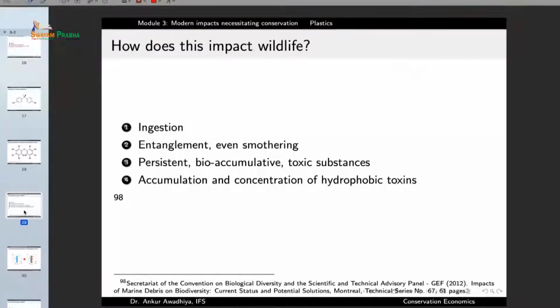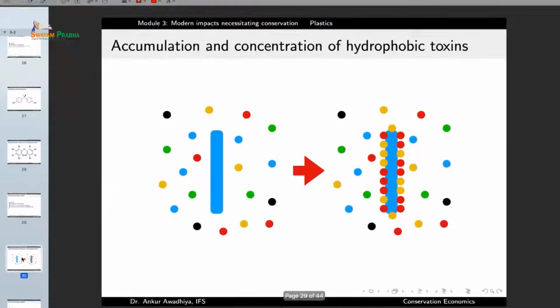Another way is the accumulation and concentration of hydrophobic toxins. What does that mean? Plastics are hydrophobic substances. Hydro is water, phobic is fear of. So, if you take a piece of plastic and add water to it, the water does not wet the surface of the plastic, which tells us that it is a hydrophobic substance.